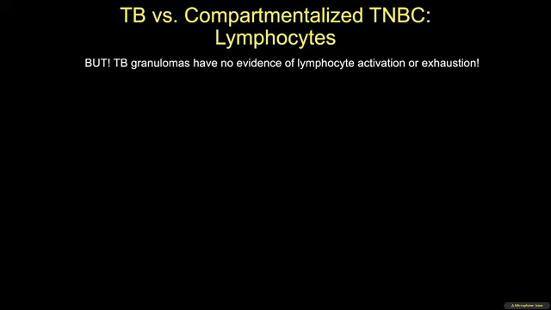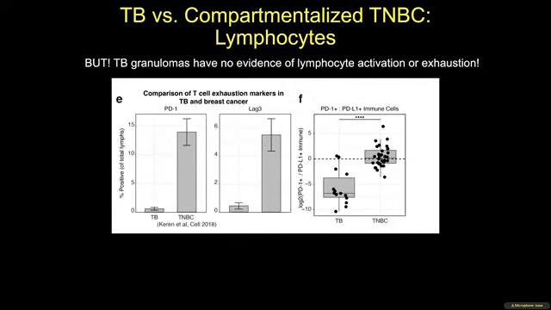So the biggest difference that we found, which I thought was really fascinating, was that when we looked at TNBC, there are a lot of PD-1 positive and LAG3 positive T cells. As a matter of fact, if you looked at the ratio of PD-1 positive T cells to PD-L1 positive immune cells in TNBC, the mean of that log2 ratio was right around 1. So there's a lot of PD-1 positive T cells that accompany the PD-L1 positive immune cells. In TB, it's starkly different.